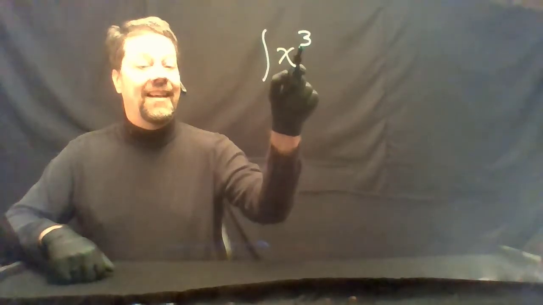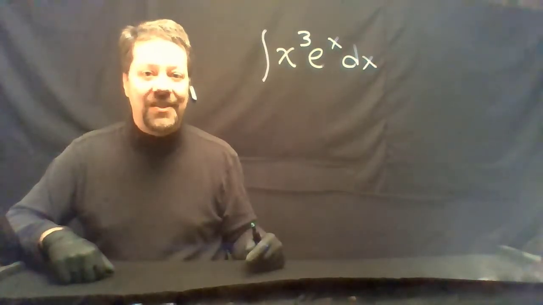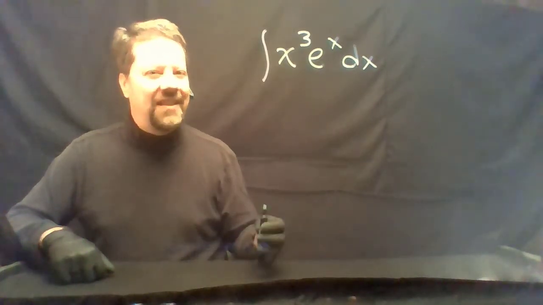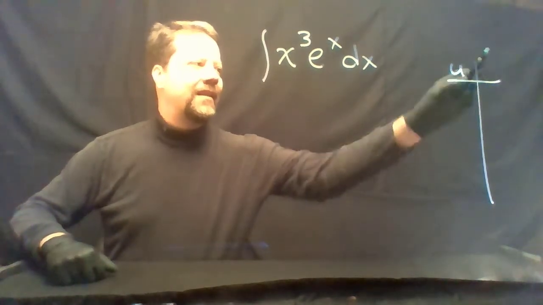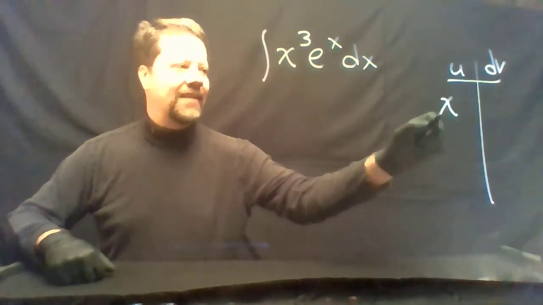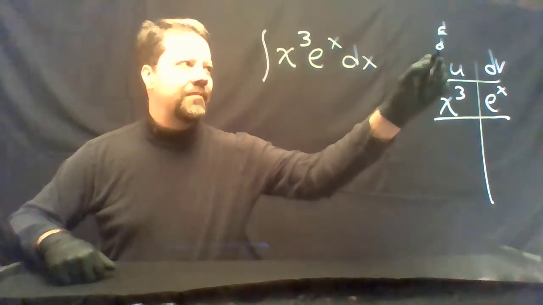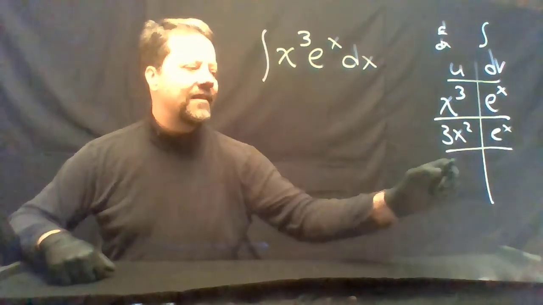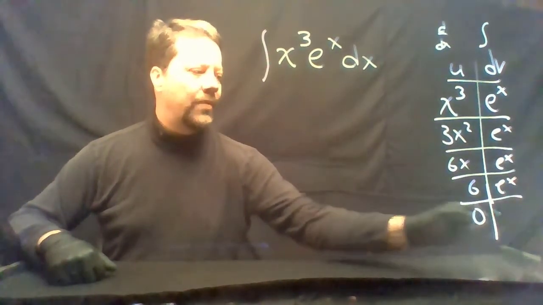Let's try it again. In our next example, let's integrate x cubed e to the x. You know the situation. If we do this the old-fashioned way, it's going to require 3 applications of the method of integration by parts. By the tabular method, we get it all done in one fell swoop. So we have a u column and a dv column. U in this case will be x cubed, and dv is, of course, e to the x. We take derivatives down the first column and integrals down the second column. So we'll have 3x squared and e to the x, 6x e to the x, 6 e to the x, and 0 e to the x.